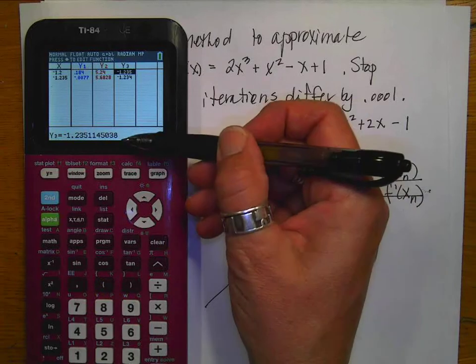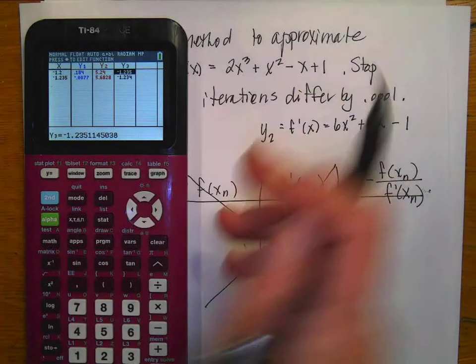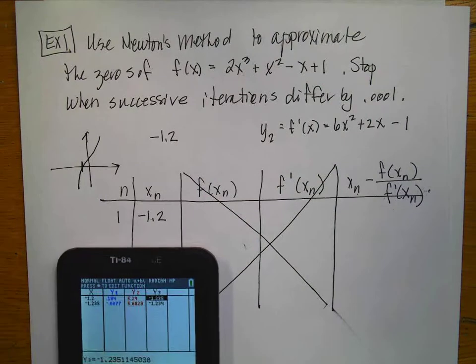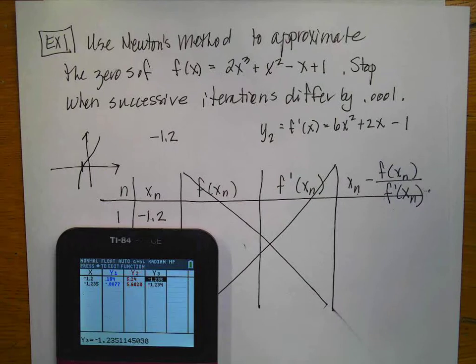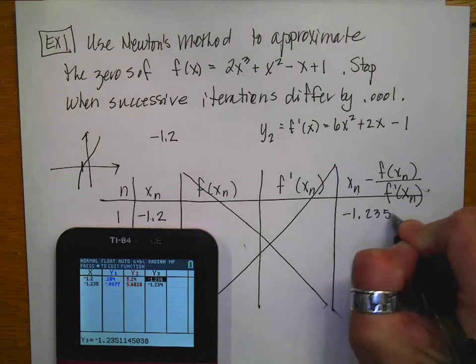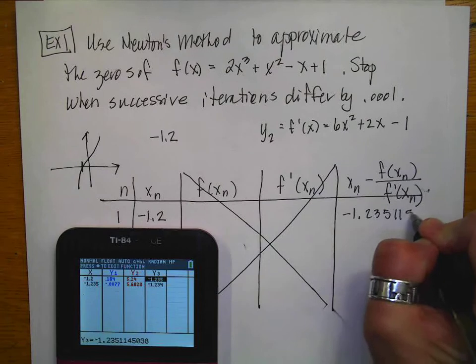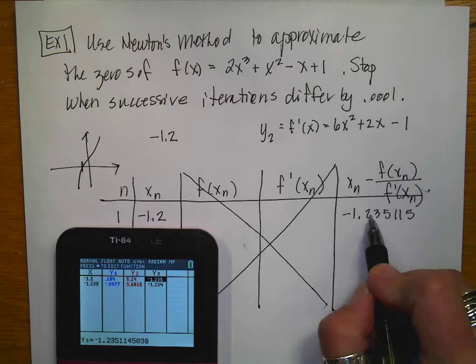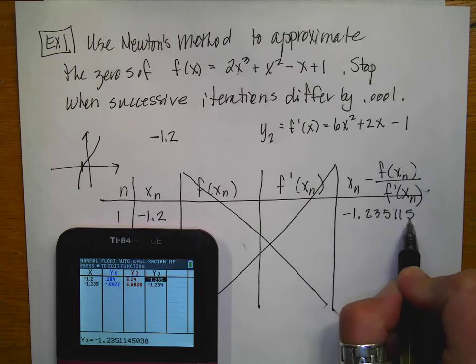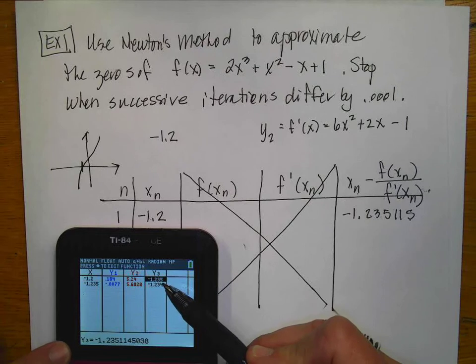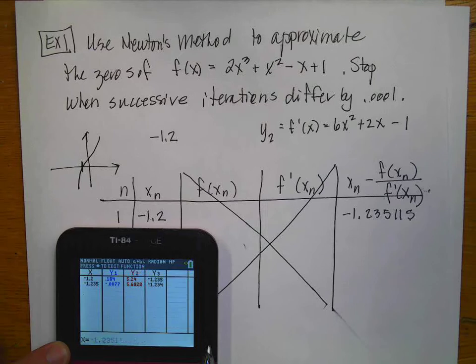And I'm going to go over here because I need to see subsequent decimals. So my initial guess was negative 1.2. And then I'm going to leave my calculator right there. I'm going to write down all of these decimals, 1.235115. I'm going to do 6 decimals. I can't see that in the table, but I have to move my cursor to get there.